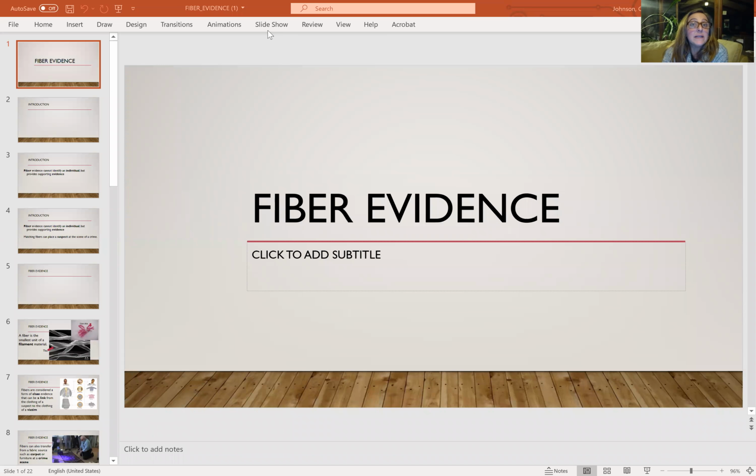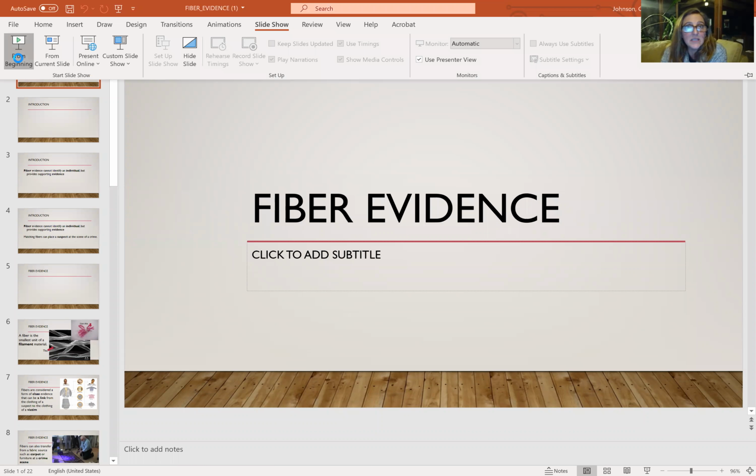And so the physical evidence that we've looked at so far include fingerprints and hair. This week, we're going to take a look at fiber evidence and its importance in a crime scene. So I have a little PowerPoint that we're going to go through. The PowerPoint is also on my class page. You can use that to fill in the notes if you want to. Let's start here with our slideshow.